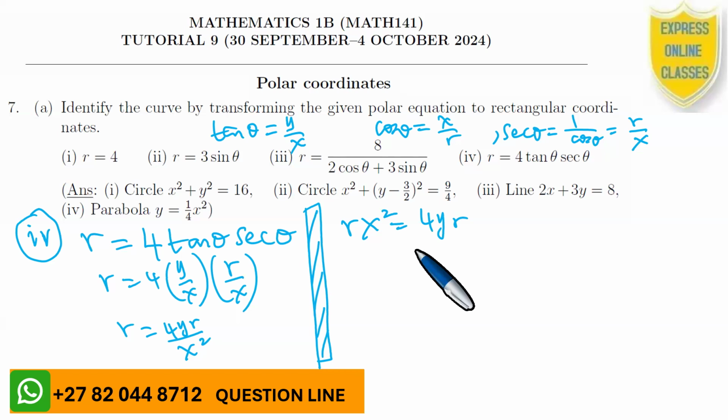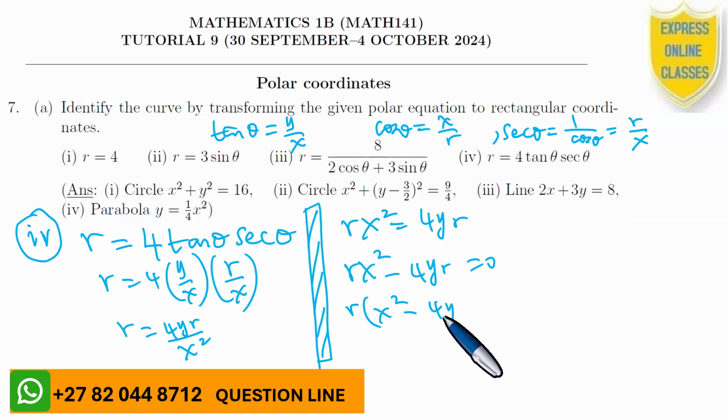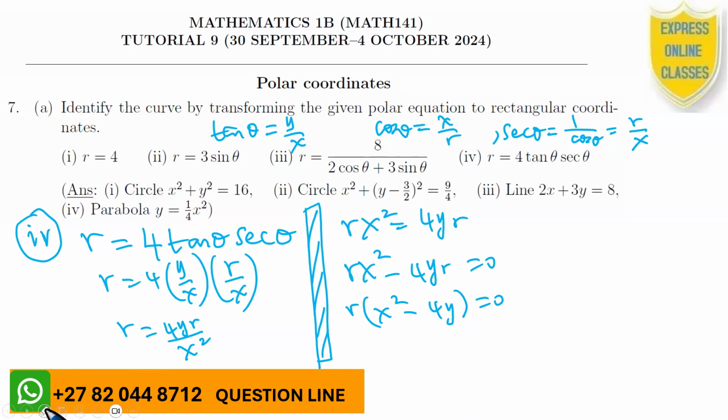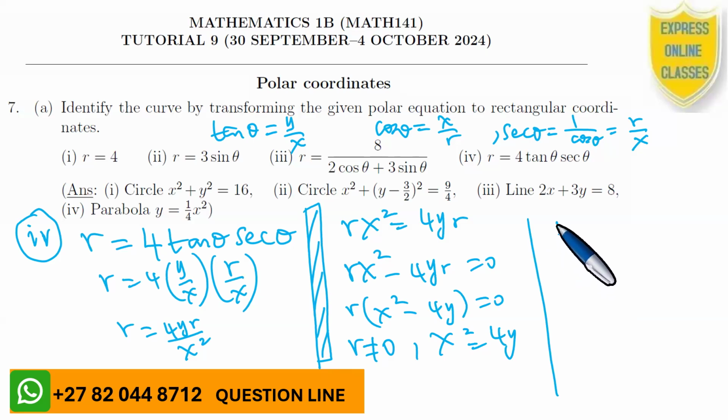Because r is not 0, you can write this minus 4yr is 0. You can factorize r times x squared minus 4y is 0. But the radius is not 0. So r is not 0, yet x squared is 4y. You divide by 4, getting y equals a quarter x squared.